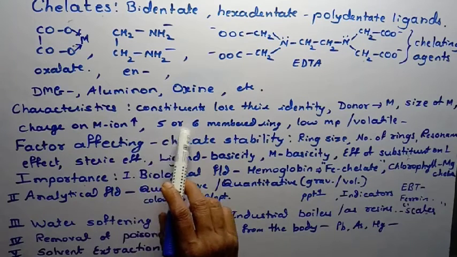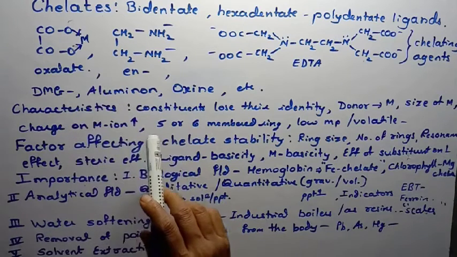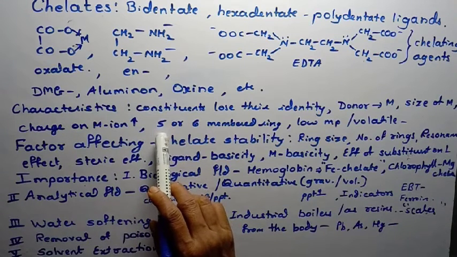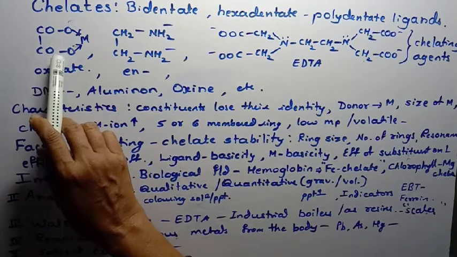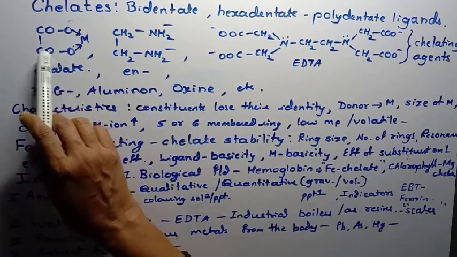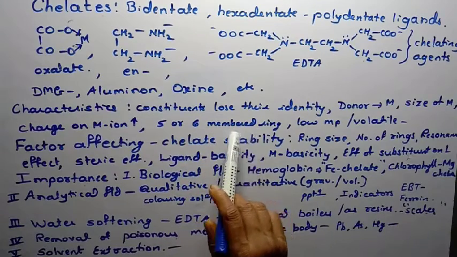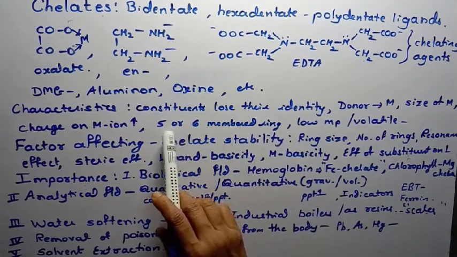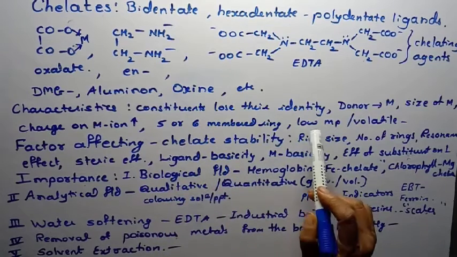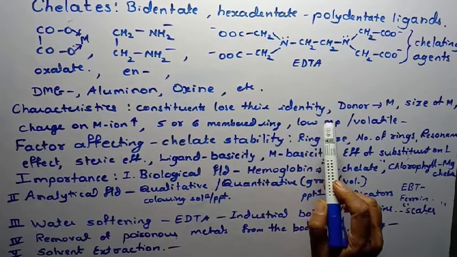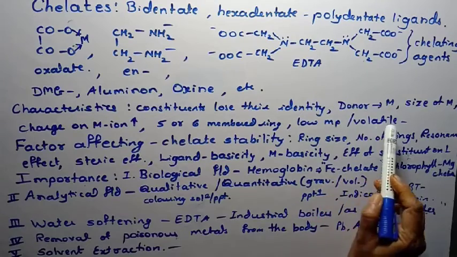Next, the ring size will be either a 5-membered ring or a 6-membered ring. This is an example of a 5-membered ring. There are 5 bonds and it is said to be a 5-membered ring. Usually 5-membered rings are quite stable compared to 6-membered rings. Next, chelates usually possess a low melting point or are volatile in nature.